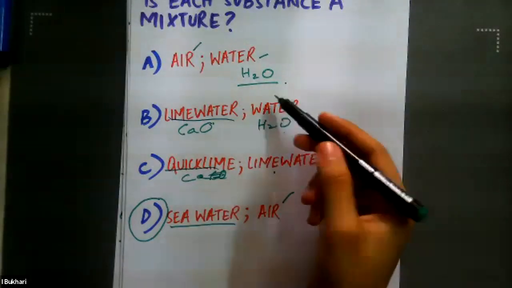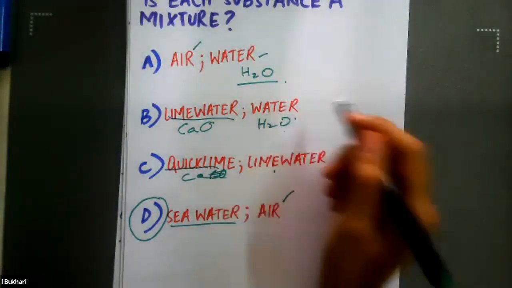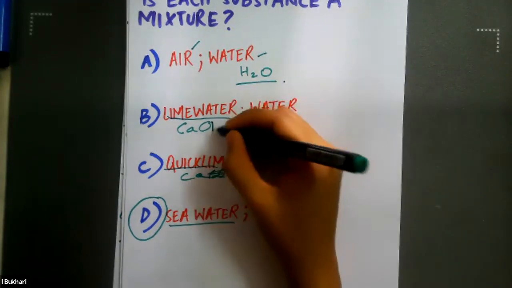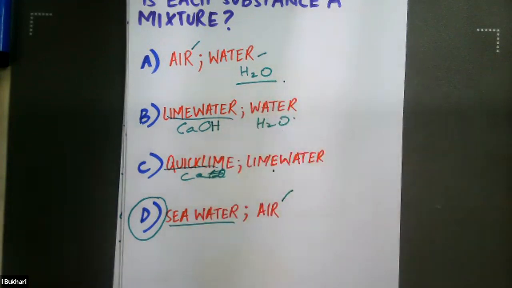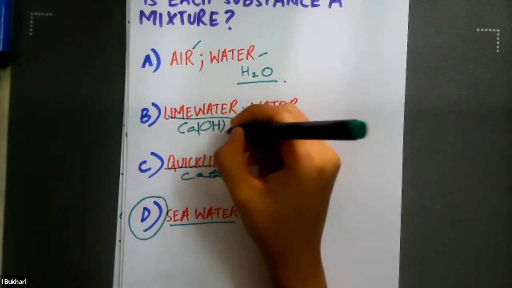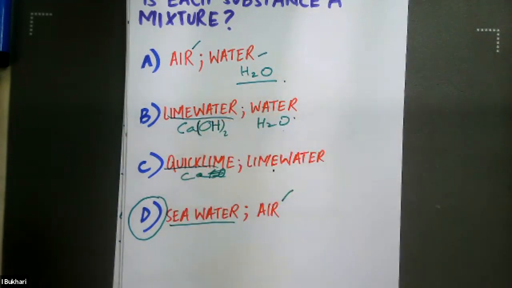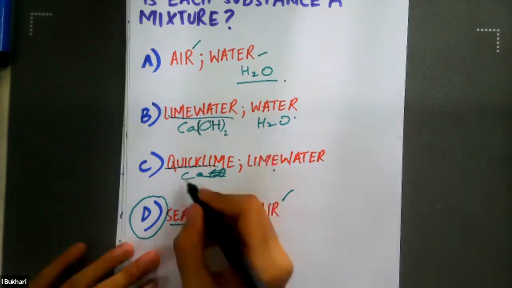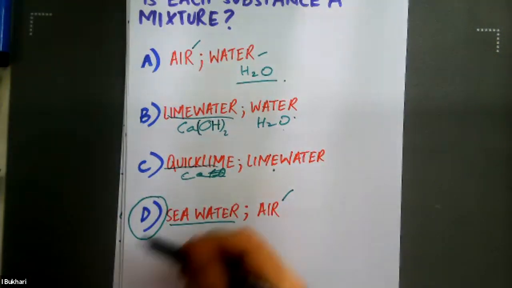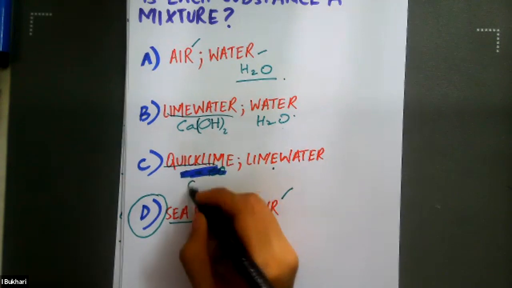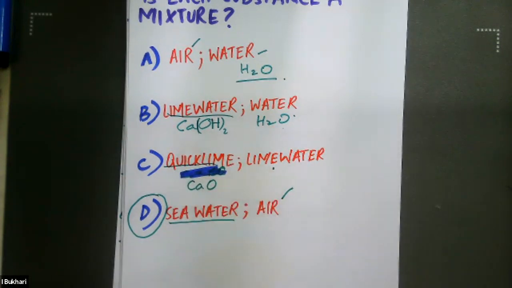For lime water, just write down the formula. I think it's calcium hydroxide. So go ahead and write down the formula of calcium hydroxide. And quicklime is calcium oxide. And lime water, so can you see, yes, it's calcium hydroxide.